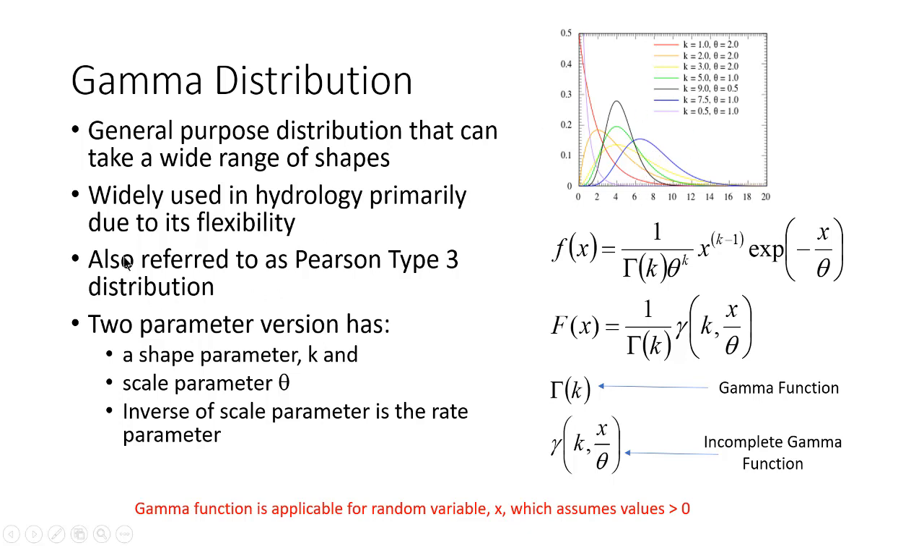In hydrology, we also refer to gamma distribution as a Pearson type 3 distribution, after the famous hydrologist Pearson, who popularized its use in hydrology. But as you can see, one thing about gamma distribution is that it only works when x, the random variable, assumes values greater than 0. If there is a value equal to 0, gamma doesn't work.